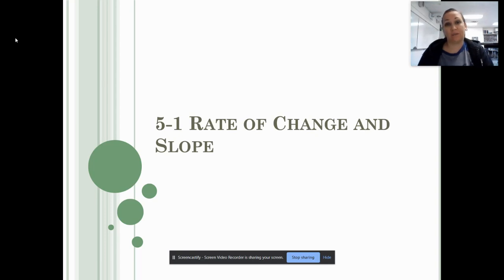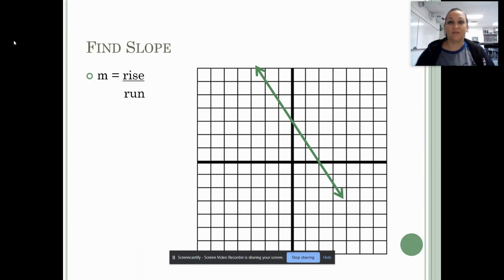In our first section of chapter 5, we're learning about the concept of rate of change, otherwise known as slope. We are going to define slope as the rate of change of a line. And so if I say rate of change, I am talking about slope. It's just a different way of saying it. In this first video, we're going to talk about finding the slope or the rate of change given a line graphed on a coordinate plane.